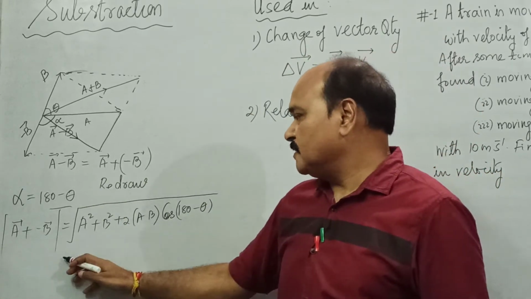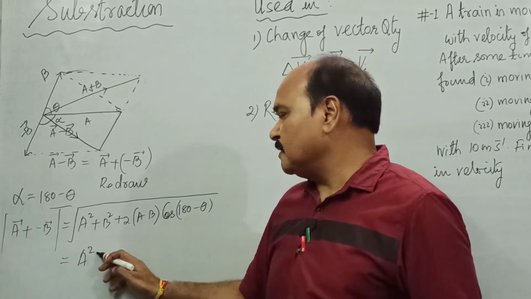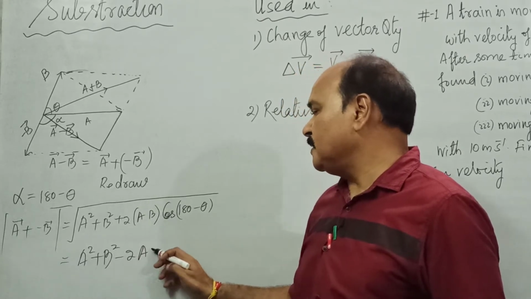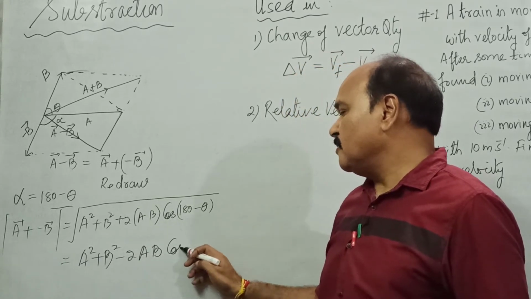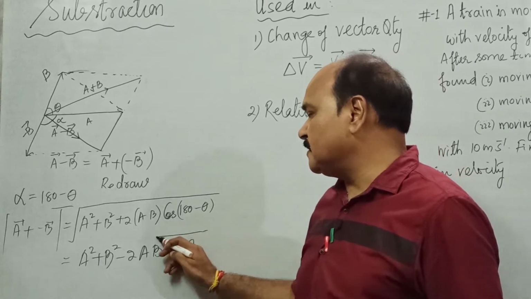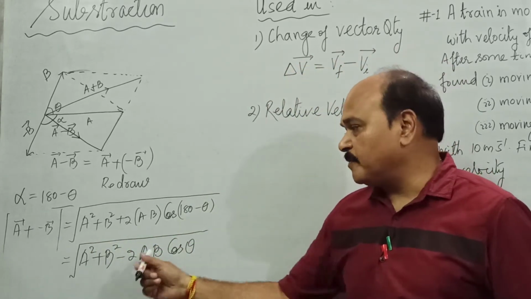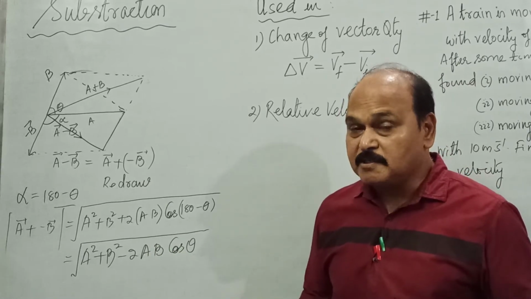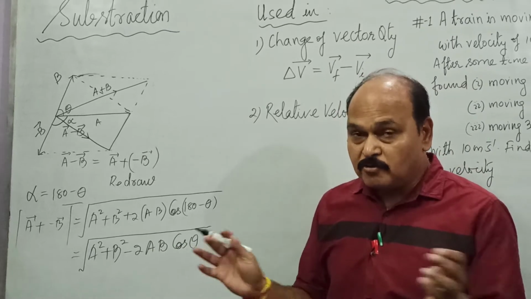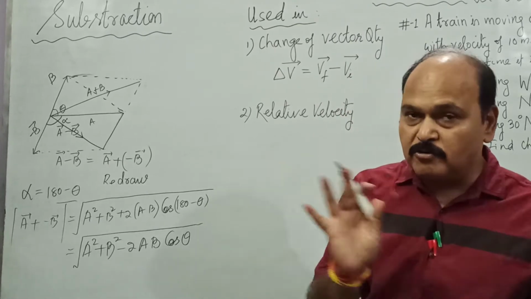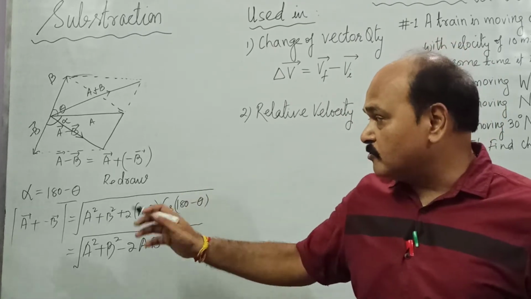So what is this? If we solve it, what do we get here? We get a square plus b square minus 2ab cos theta. Cos of 180 minus theta is minus cos theta. So this is the magnitude of vector subtraction. We are not going to use these formulas, though we are working out the formula. We are going to use the technique.